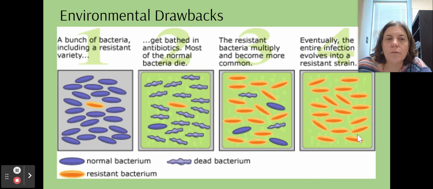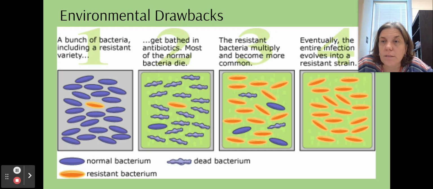Okay, what are some of the environmental drawbacks to CAFOs, or concentrated animal feeding operations? You can get antibiotic resistant bacteria, which is going to be a real problem. So this means that a bunch of bacteria are out there, including one little resistant variety. These all get bathed in antibiotics. Most of those bacteria die, but the resistant bacteria multiplies and becomes more common.